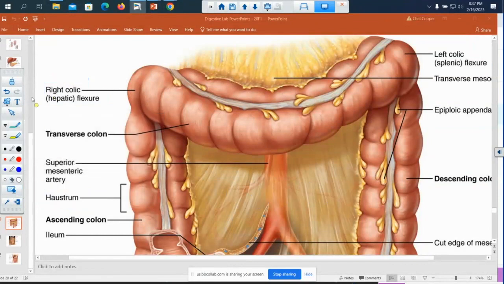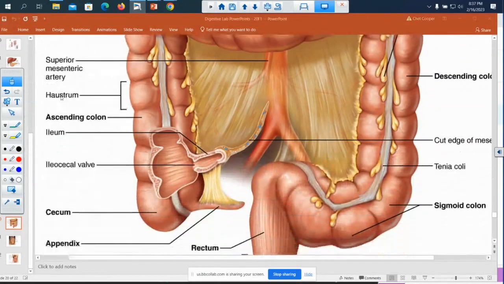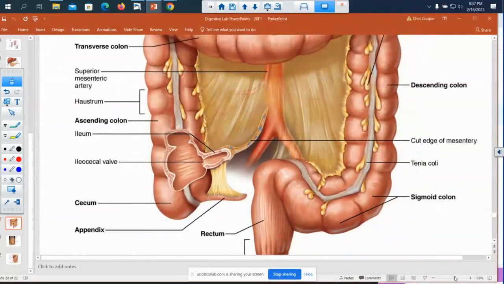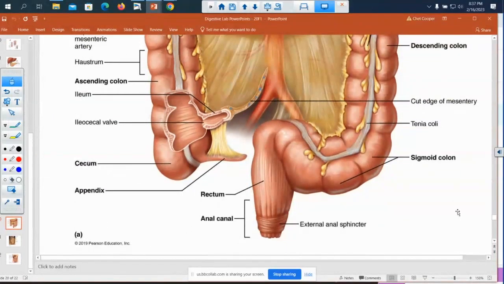Now we can go lower. Oh, they did label it. I just couldn't see. Cut edge of mesentery. There it was, right there. That's where we want it. Next, notice the appendix.